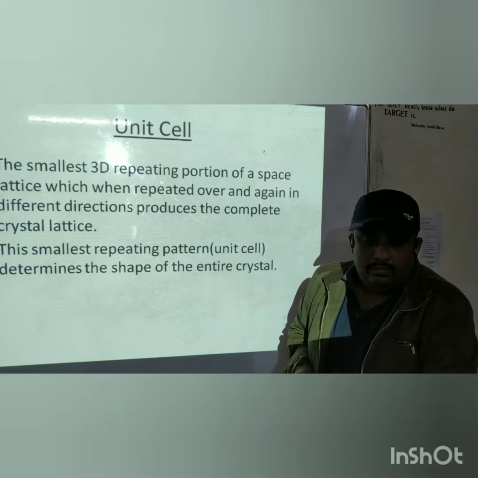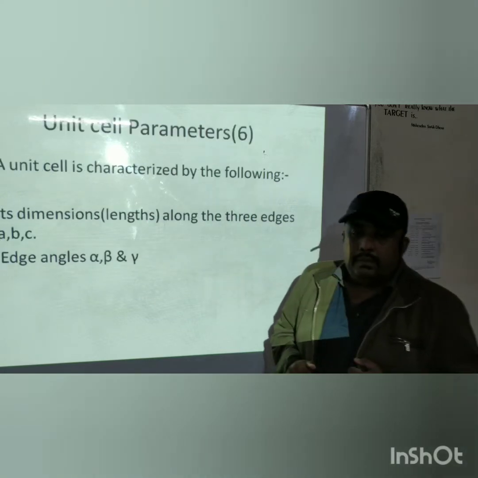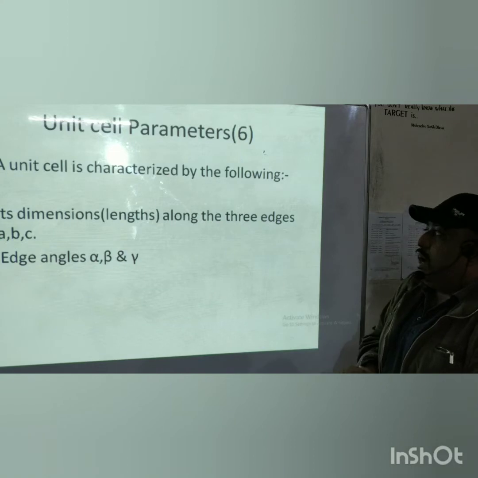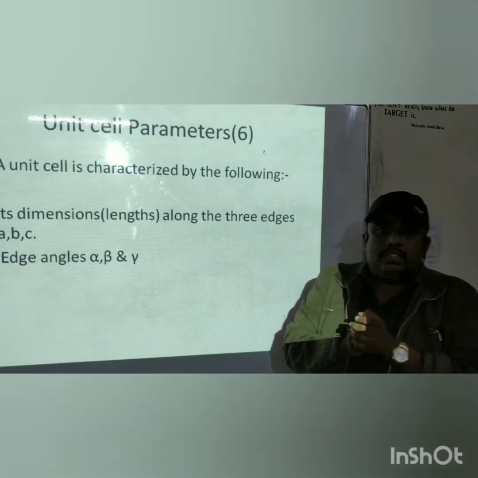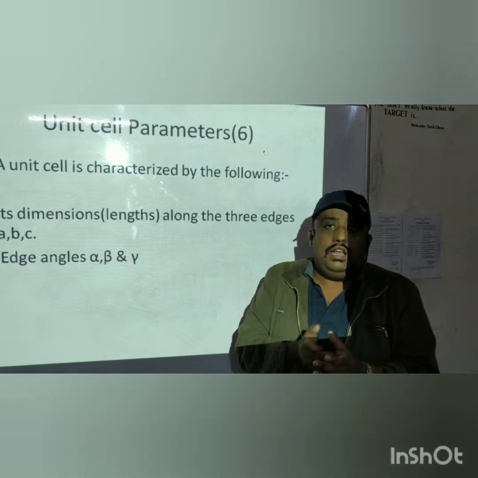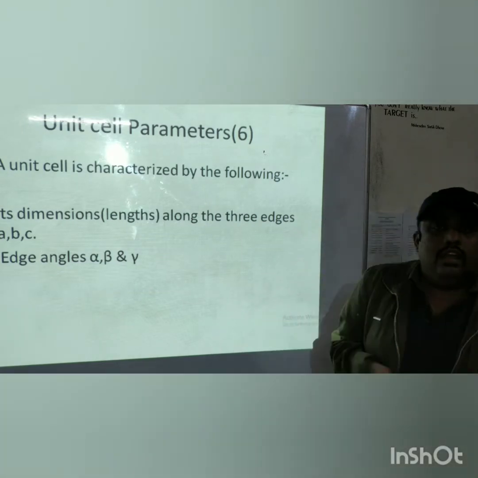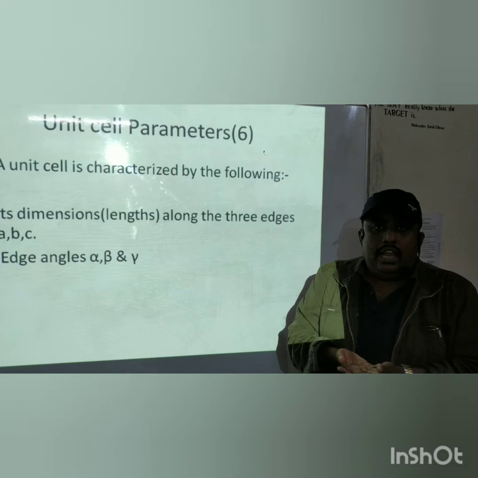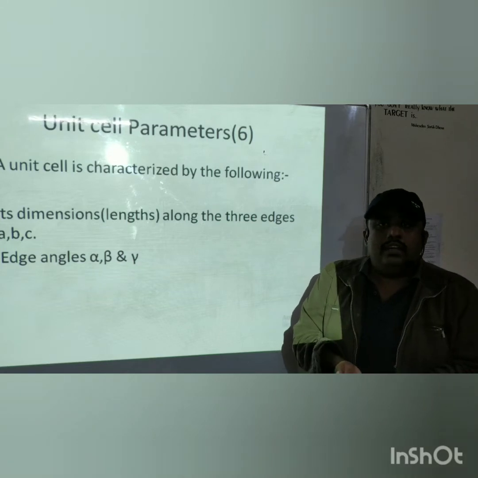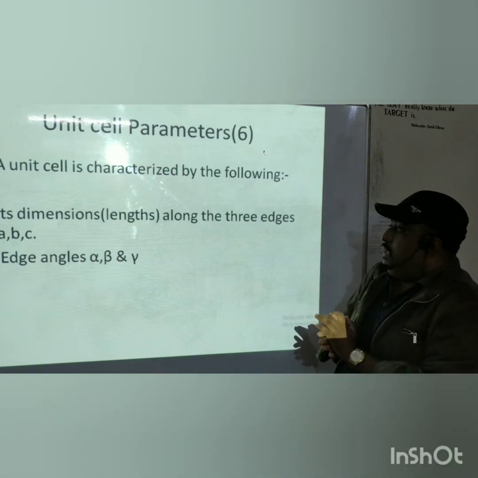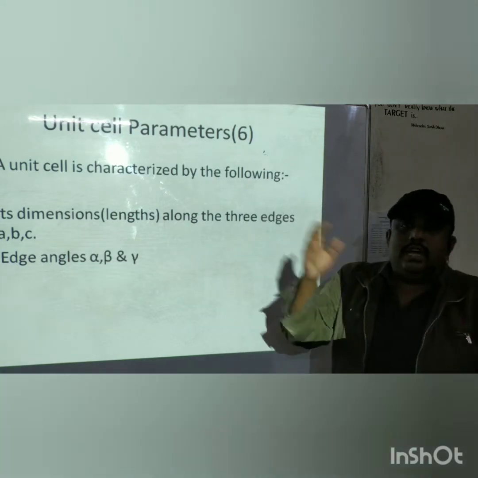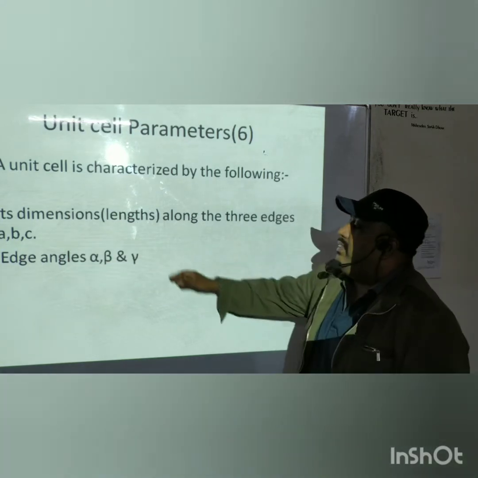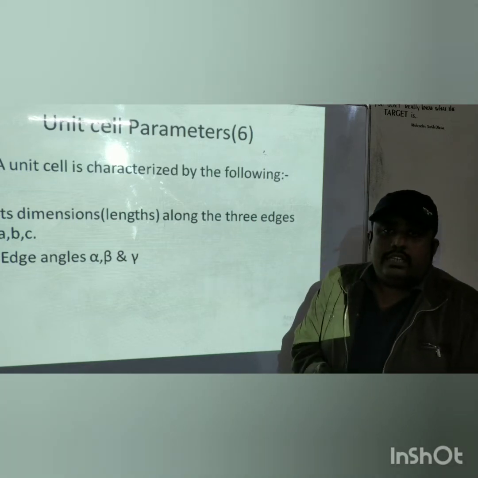Now, what are the unit cell parameters? There are 6 unit cell parameters. 3 of them are called the edge lengths. We know a cube is characterized by length, breadth and height, right? Let's say length is A, breadth is B and height is C. So ABC gives me the edge dimensions of the cube. And we have the edge angles alpha, beta and gamma.